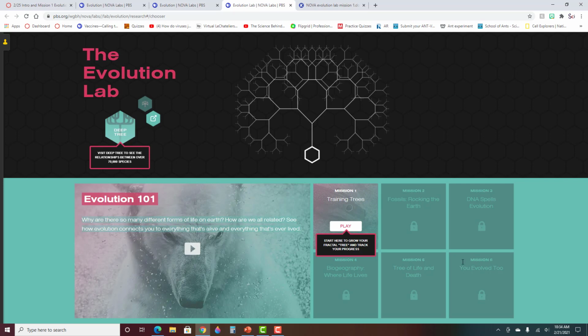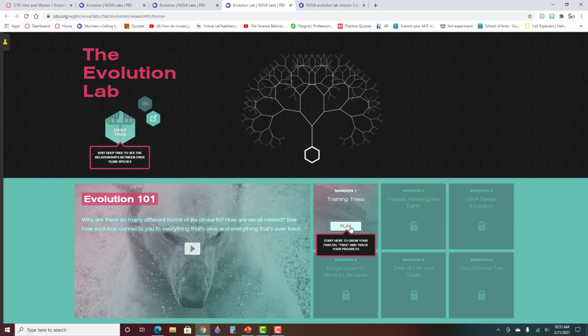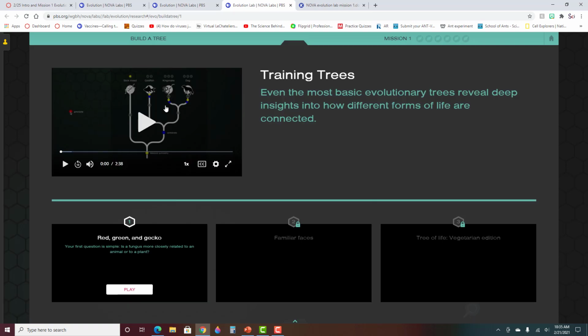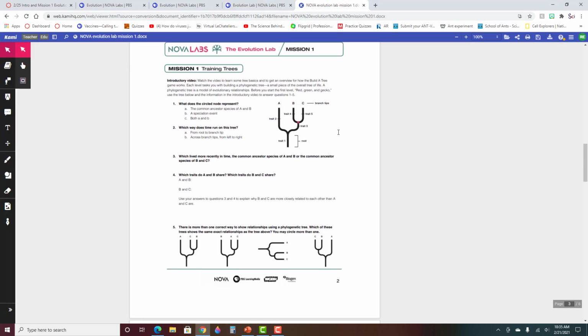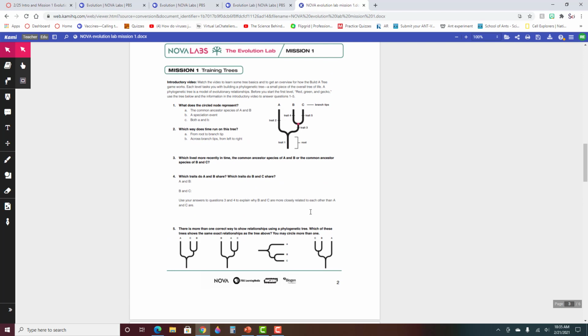Alright, now you're on to the next page, and you are on to your first mission. So you're going to click where it says play. And that's going to open up this video here, Training Trees, and so you're going to watch this Training Trees video, and this video goes with this page right here, this Training Trees page. So if you want to pause this video and then watch the Training Trees video, and then come back, and I'll go over this page with you to make sure that you understand how phylogenetic trees or cladograms work. So go ahead and watch that video, and then come back to this video.